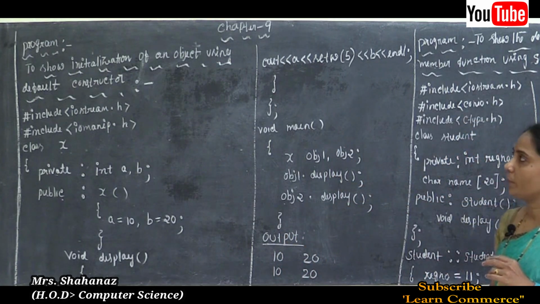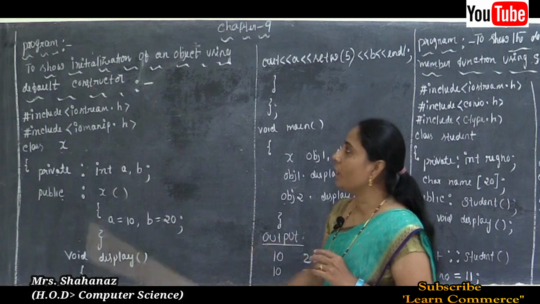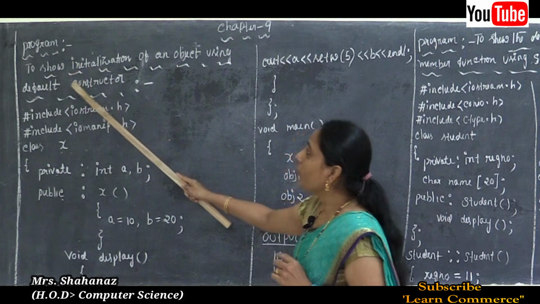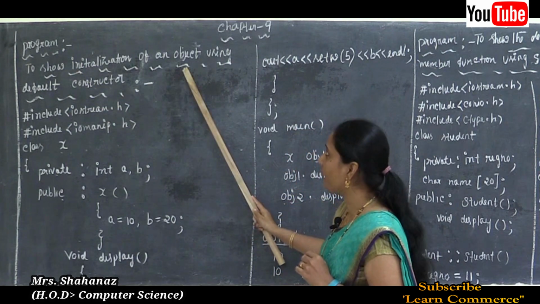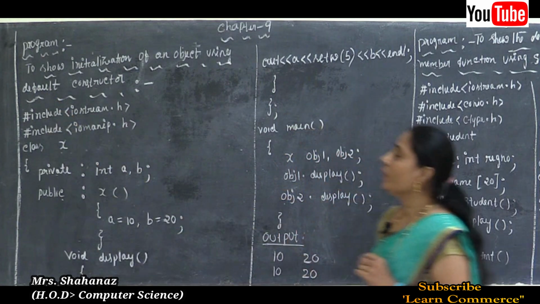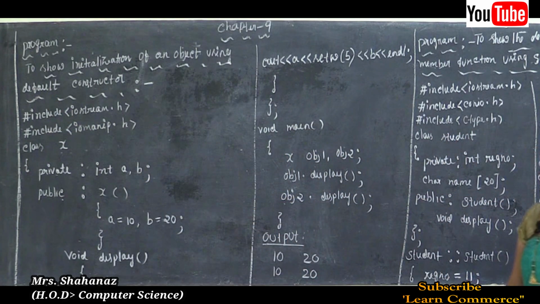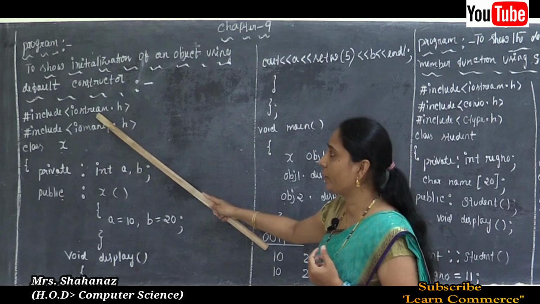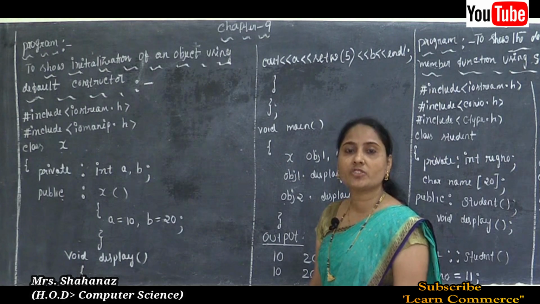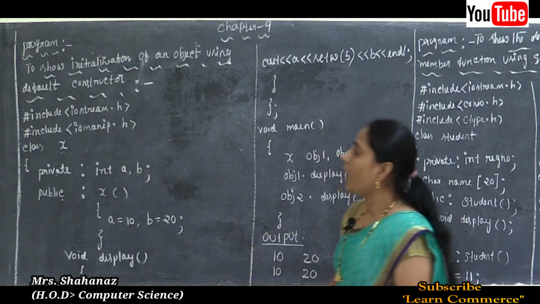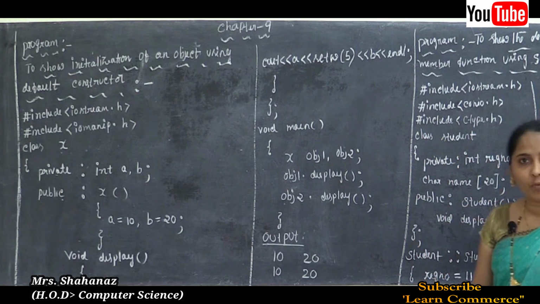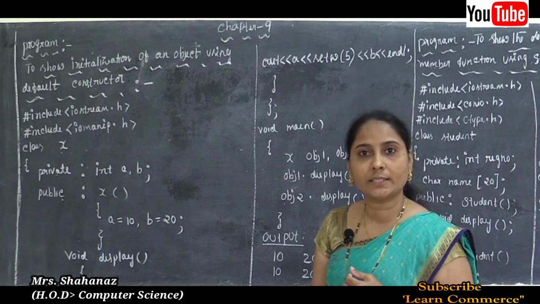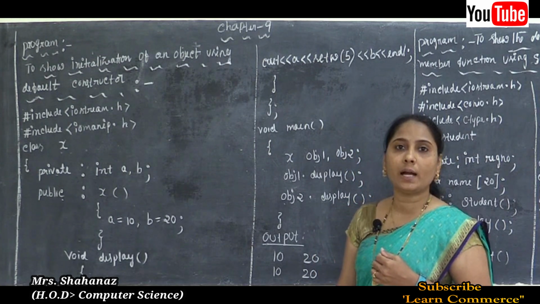Now in this concept we are going to study some programs using the default constructor. The program shows initialization of an object using the default constructor. First we start with the header file iostream.h. Second is iomanip.h, and if you want you can use one more header file, conio.h, which is used for clrscr.